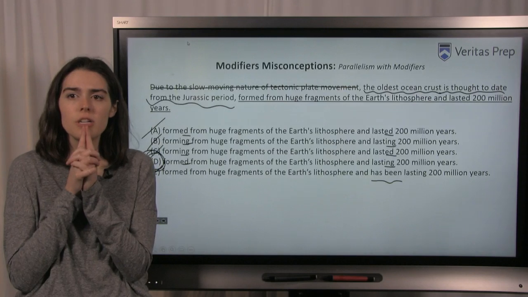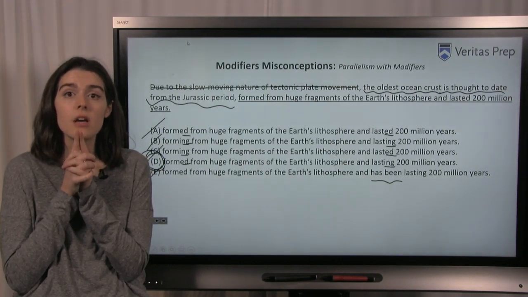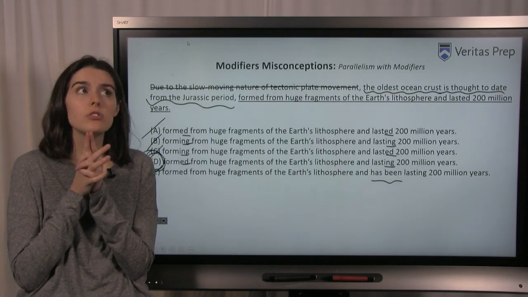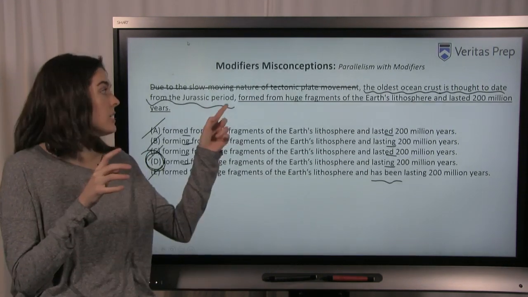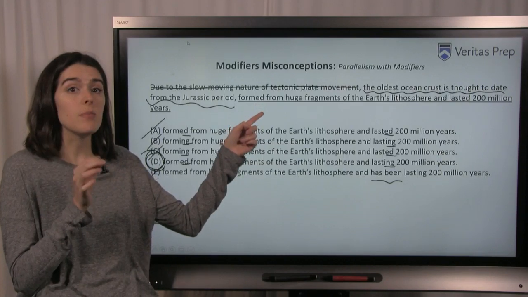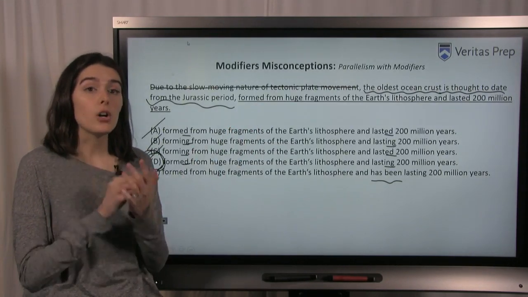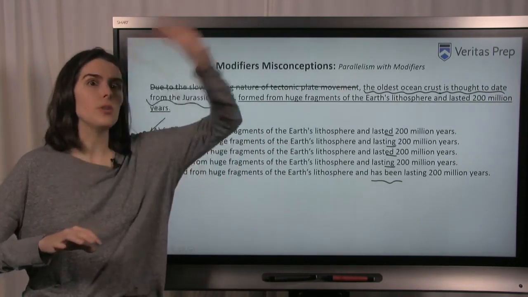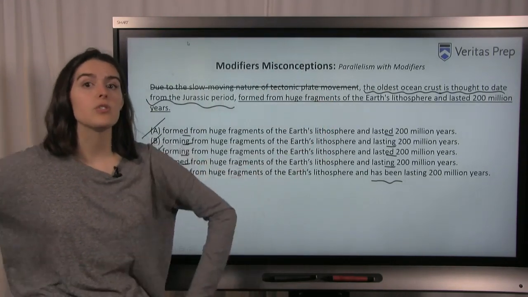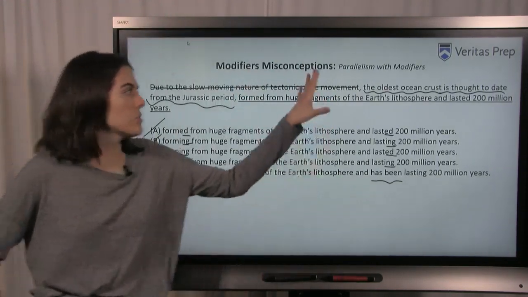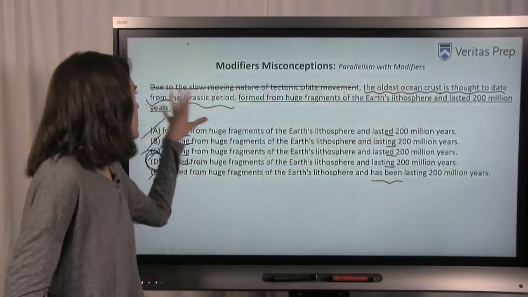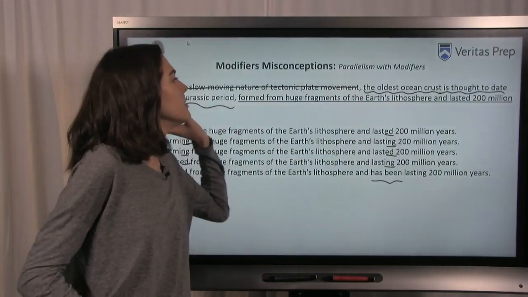So Manik's asking, how can the modifier jump the verb is thought to date? So it's not jumping the verb. This is an ED or an ING modifier, so this is a participial phrase. And like we discussed in rule number one, participial phrases describe the whole clause. So it's describing the oldest ocean crust is thought to date from the Jurassic period. Formed.